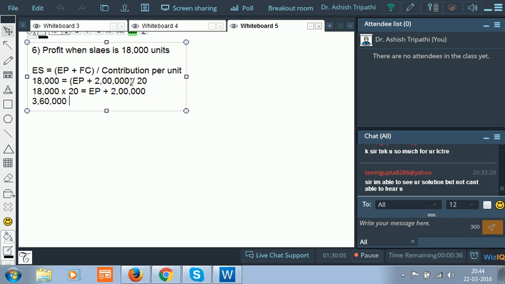3,60,000 is equal to EP plus 2 lakhs. So now if you solve this, you will be able to get expected profit. So we can say expected profit is equal to 3,60,000 minus 2 lakhs. Now you can complete this on your own. Thank you.